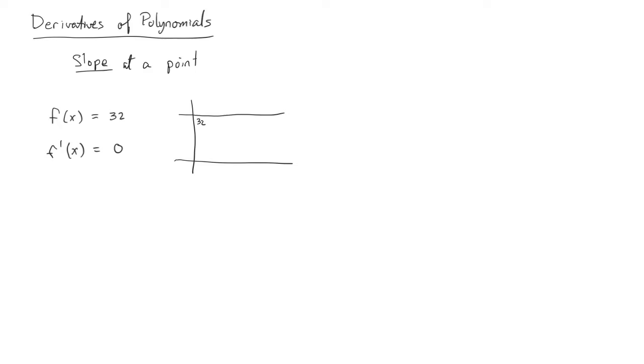So this is referred to as the constant rule for differentiation. The derivative of any constant is going to be equal to 0.